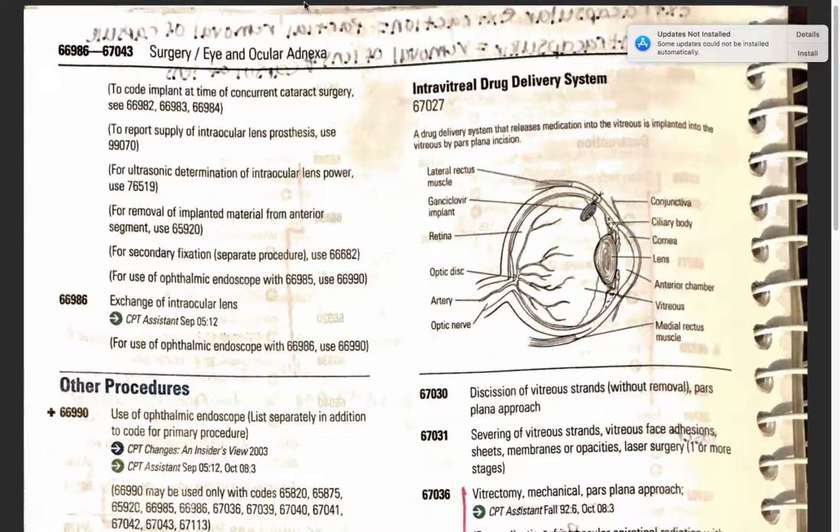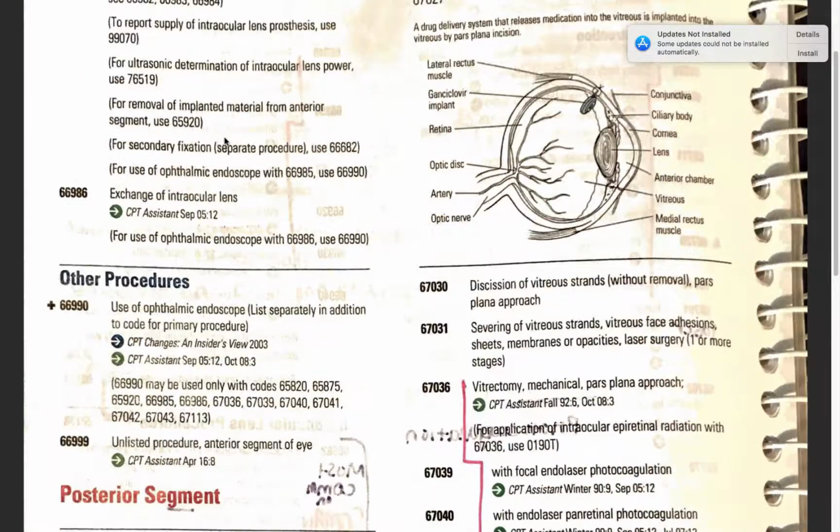To report supply of intraocular lens prosthesis, use 99070. For ultrasonic determination of intraocular lens power, use 76519. For removal of implanted material from anterior segment, use 65920. For secondary fixation, separate procedure, use 66682. For use of ophthalmic endoscope, use 66985 with 66990. The use of an ophthalmic endoscope is an add-on code, 66990, and is listed on the next page.